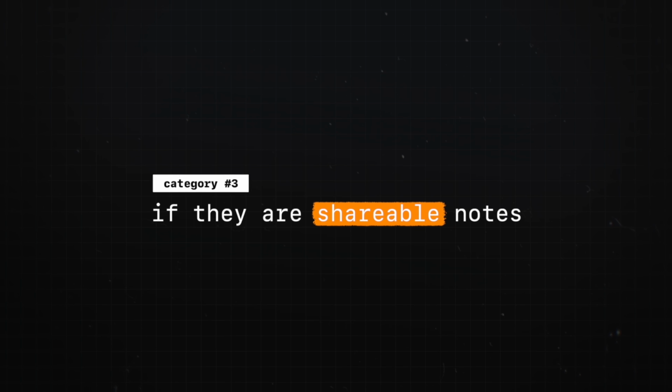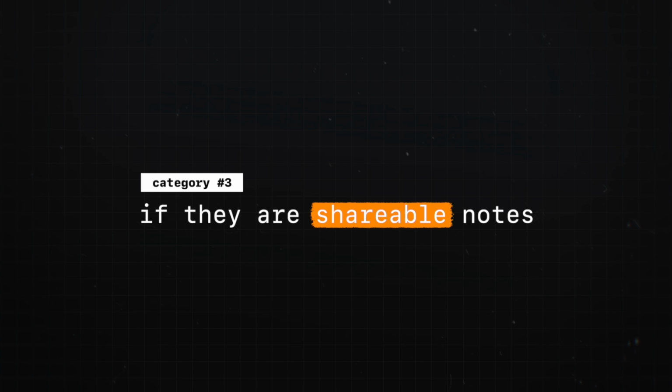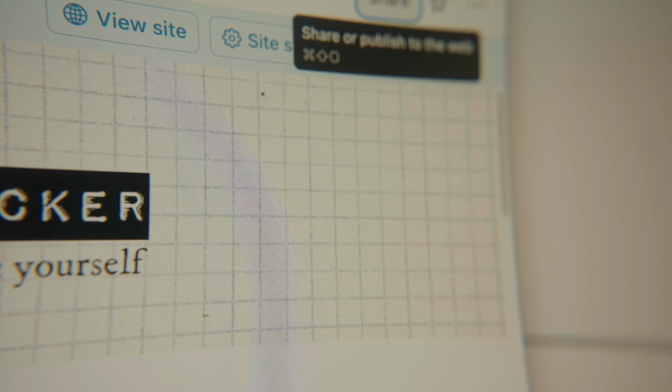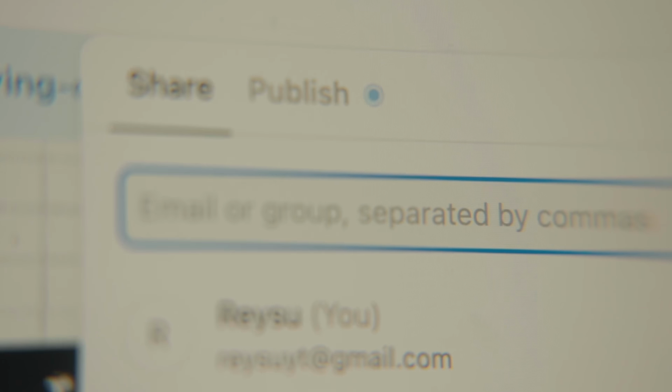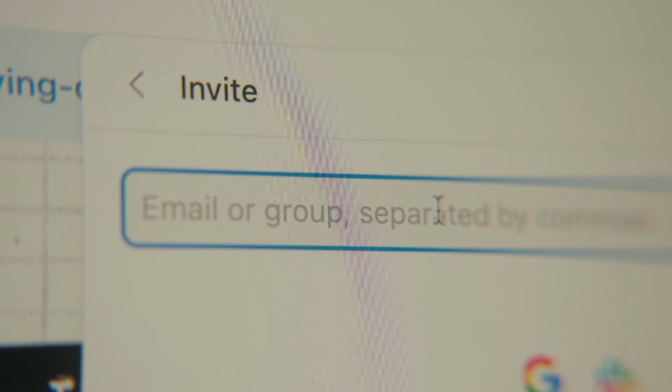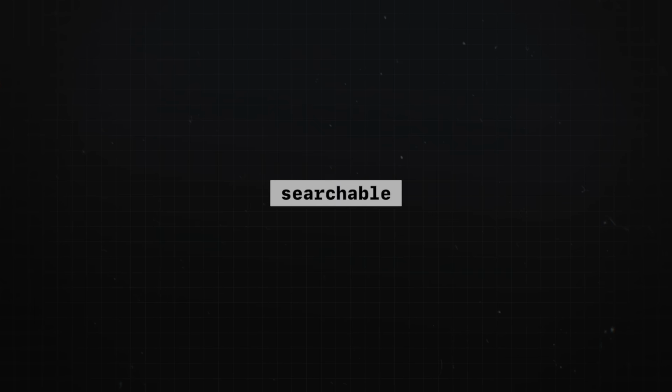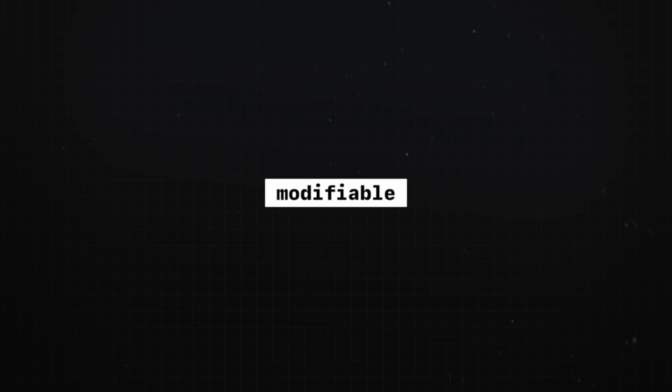The third category of notes I use a digital system for are shareable notes. So anything that I think I will need to send to somebody or work on together in a shared doc, it definitely makes more sense to do that in a digital system. So if you ever have something that you want to write down or plan, and you don't know whether or not to do that digitally or in your analog notebook, then you can just refer to this heuristic, which is if they're searchable, modifiable, or shareable.